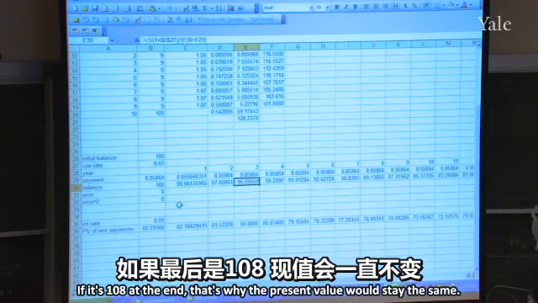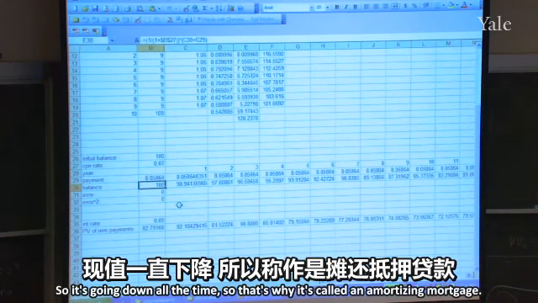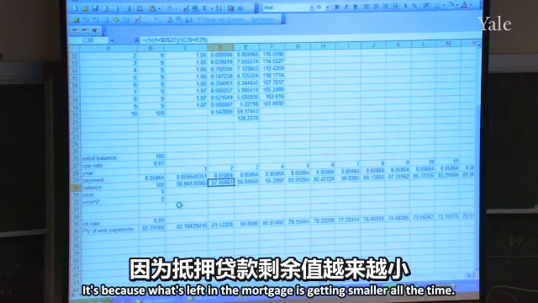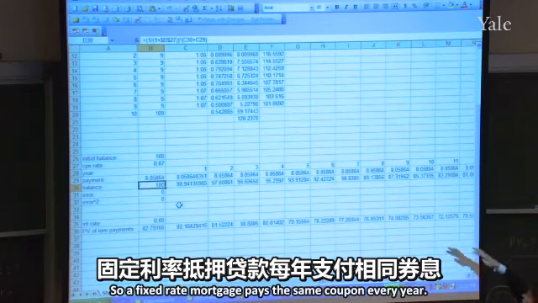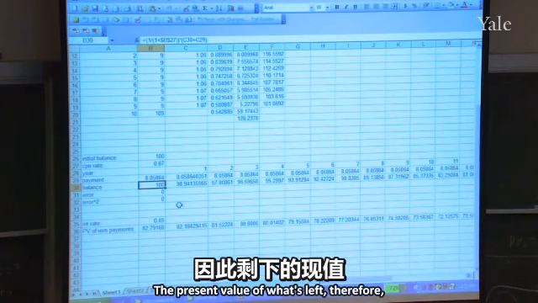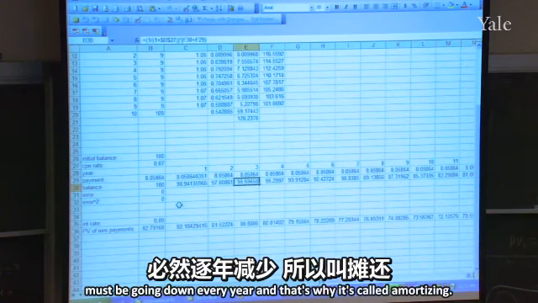If it's 108 at the end, that's why the present value would stay the same. So it's going down all the time. Okay, so that's why it's called an amortizing mortgage. It's because what's left in the mortgage is getting smaller all the time. A fixed rate mortgage pays the same coupon every year. The present value of what's left, therefore, must be going down every year, and that's why it's called amortizing.